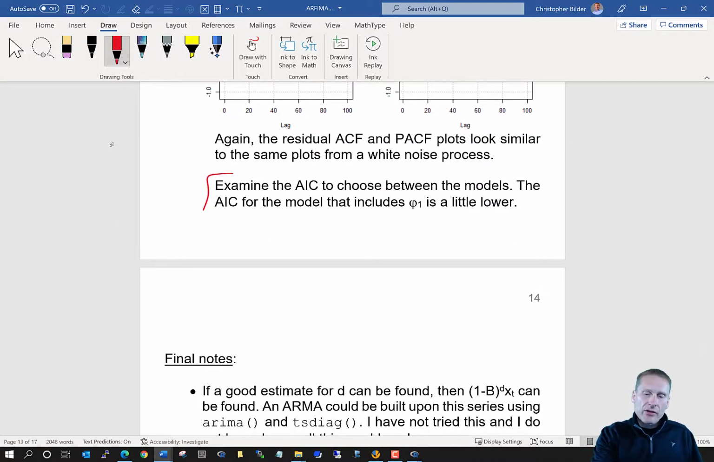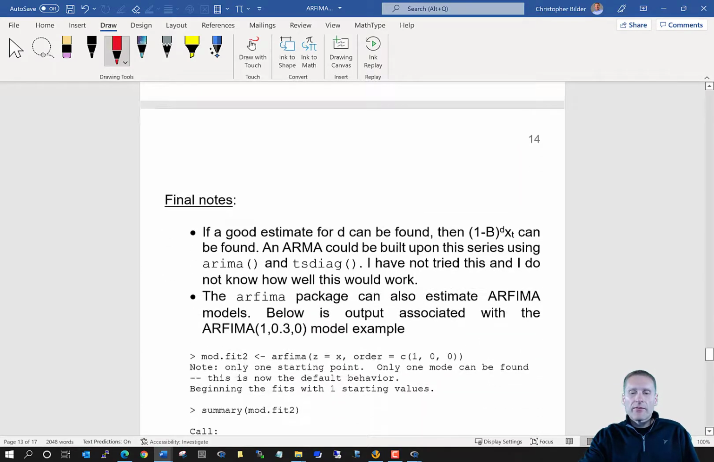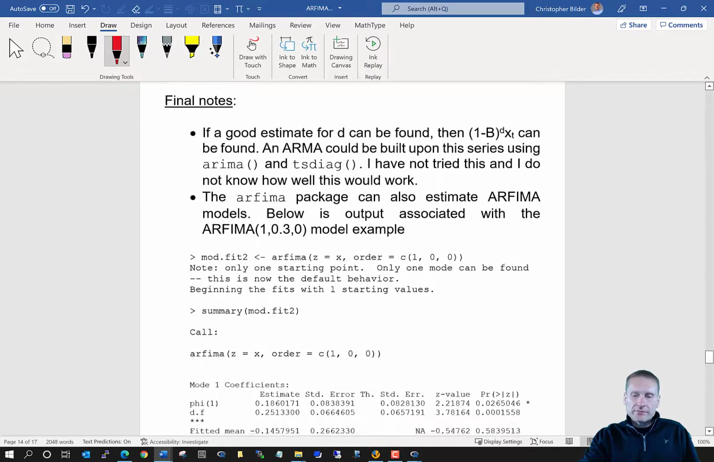Now, if you actually look at the AIC between the two models, the AIC for the model that includes phi1 is a little bit lower. So according to that criterion, in addition to the significance test, perhaps the model with the AR component is a little bit better to use. Okay, so some final notes here.